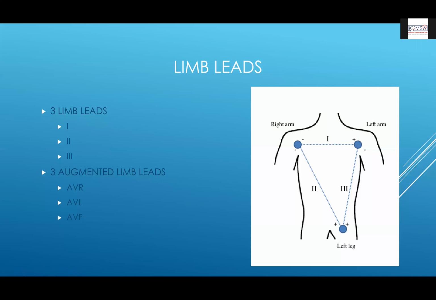So the limb leads, they're a little more complicated. There are 3 leads that you put on the patient. So there's the right arm, the left arm, and the left leg. And from these, you get your regular limb leads, which are leads 1, 2, and 3, and I'll explain exactly what they are. And you also get the augmented limb leads, AVR, AVL, and AVF.